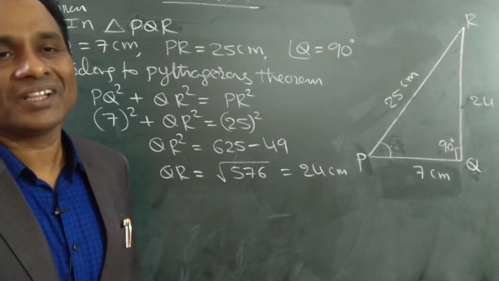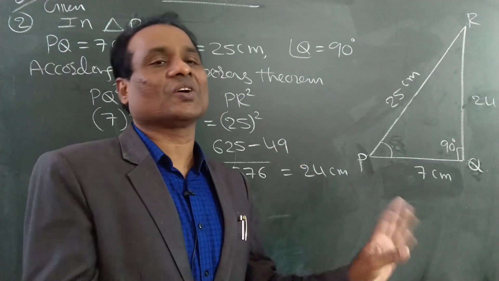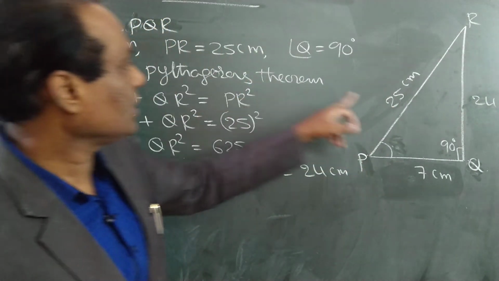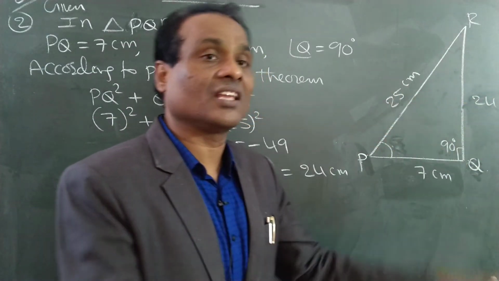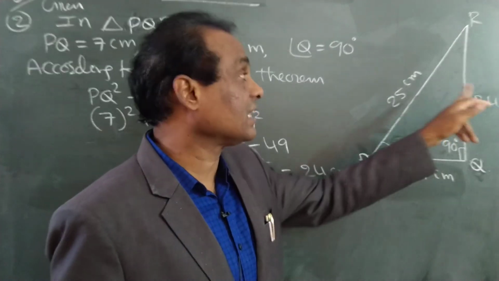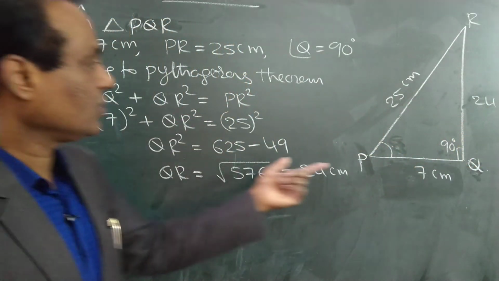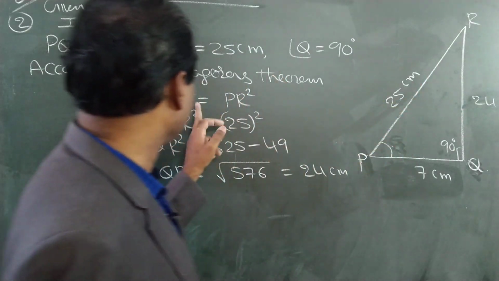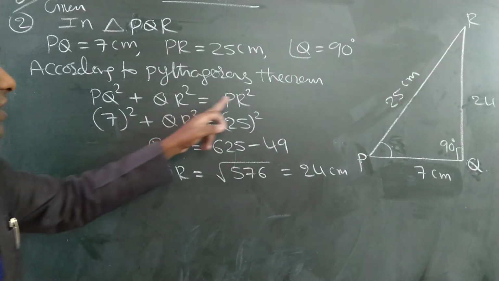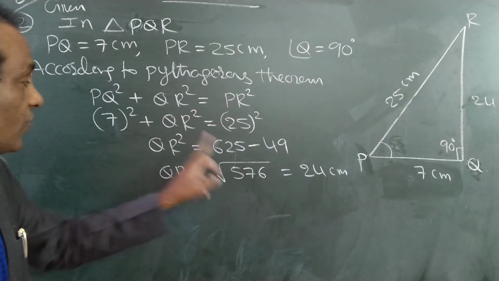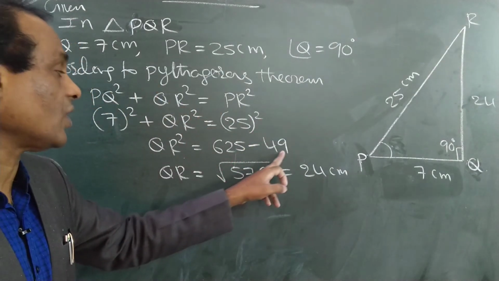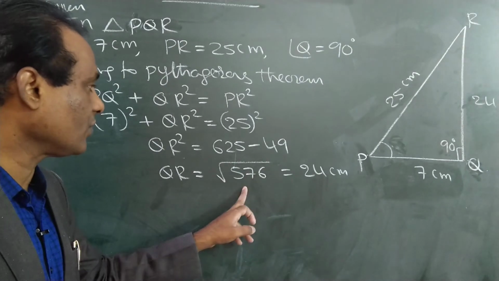All 3 sides are known. Now no problem, you can find any trigonometric ratio. These 2 sides only were given: this is given as 7, this is given as 25, and this is not given. To find the other side when 2 sides of a right angle triangle are given, we have the Pythagoras theorem: PQ square plus QR square is equal to the bigger side, hypotenuse square. 25 square is 625, 7 square is 49, 625 minus 49 is 576, root 576 is 24.